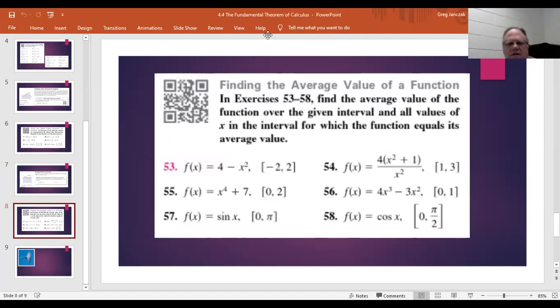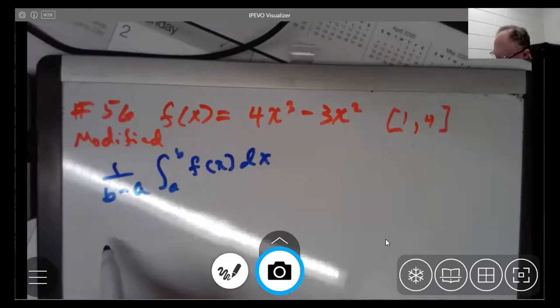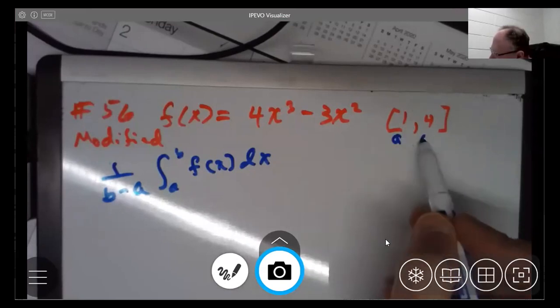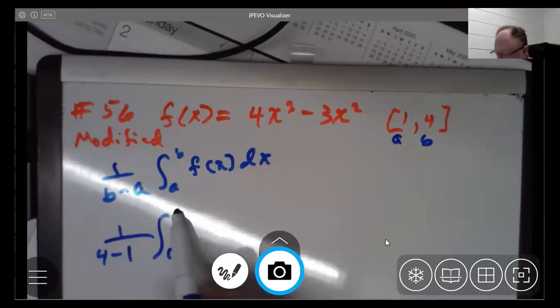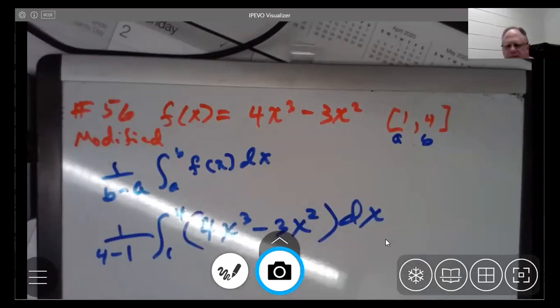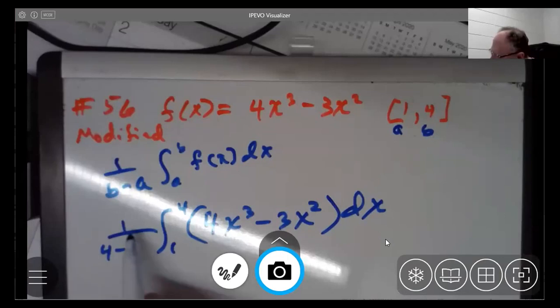And so here's our board. Here our a is 1, b is 4. So this would be 1 over 4 minus 1 times the integral from 1 to 4 of 4x cubed minus 3x squared dx. And so this will be 1 over 3, since 4 minus 1 is 3. So this will be 1 over 3.